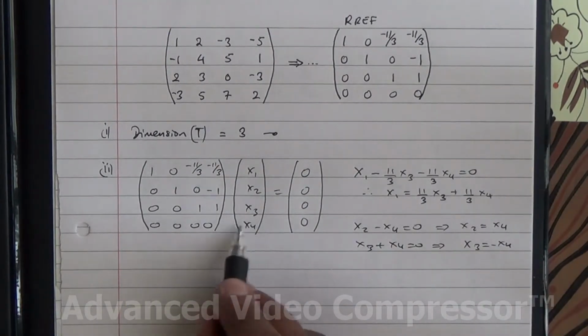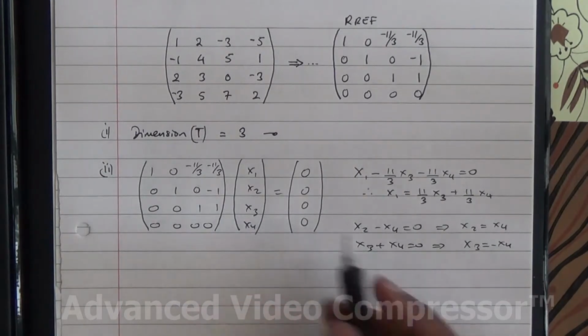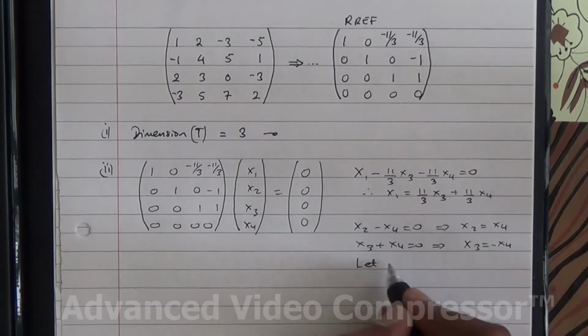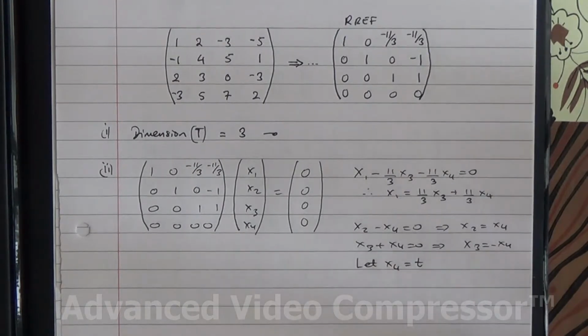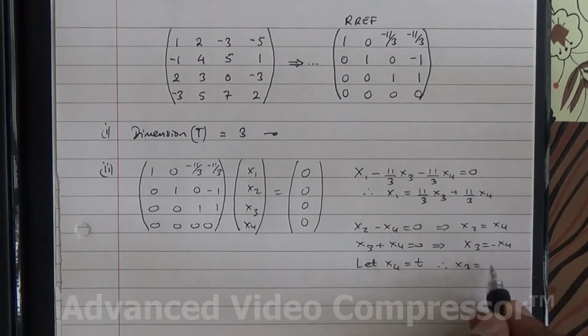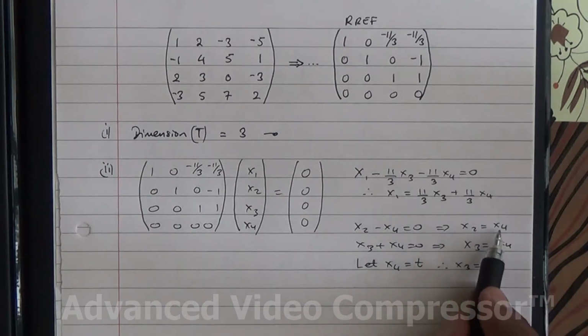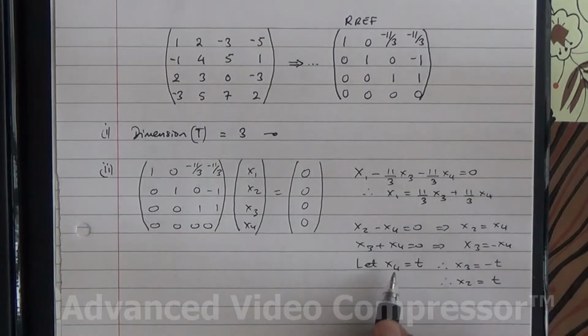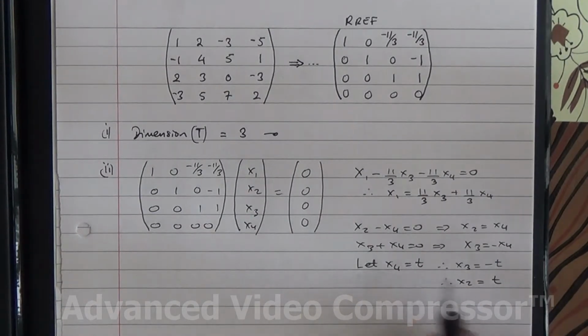Now, that's my free variable. Okay, so this is the only one that's got a 0 here. So we're going to say let x4 is equal to t. Now, this is where it gets interesting. If x4 is equal to t, what is going to happen? x3 is equal to minus x4. Therefore, x3 is going to be equal to minus t. Now, also x2 is equal to x4, and therefore x2 is going to be equal to t, because x4 is equal to t.